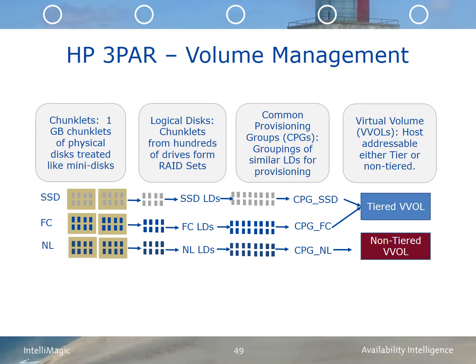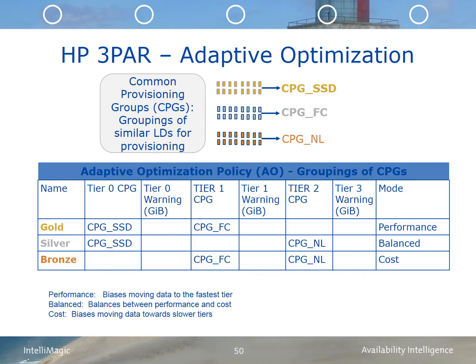And then a common provisioning group, which is similar to a policy, will group similar logical disks for provisioning. So you'll have a CPG for SSD, a CPG for fiber channel, and a CPG for nearline. And then a virtual volume will be addressable to a host, and it's either tiered or non-tiered.